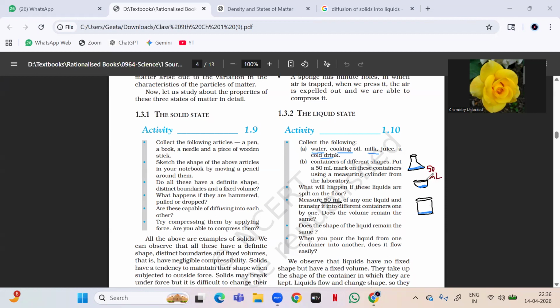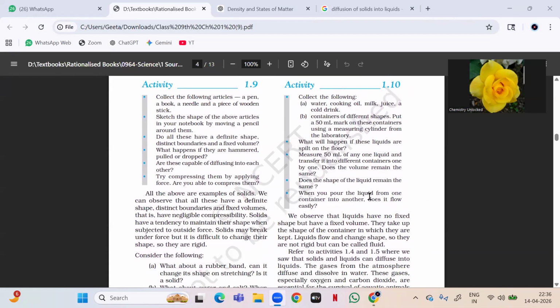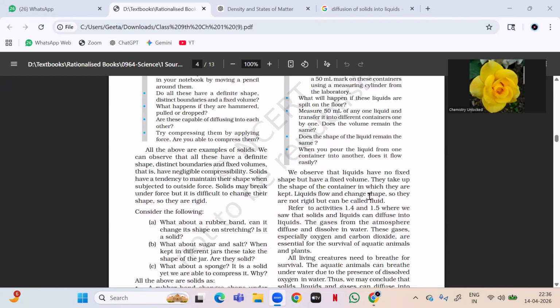So what do we derive about liquids? Liquids have a fixed volume, but they do not have a fixed shape. Again, connected to the particles. The particles have freedom to move around. That is why they take the shape of the container, and because the particles cannot leave the container, the volume is fixed. So this was about activity 1.10.